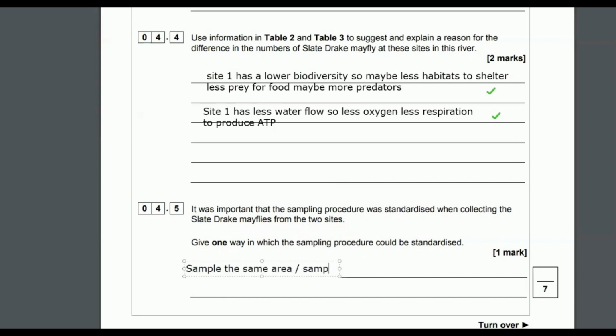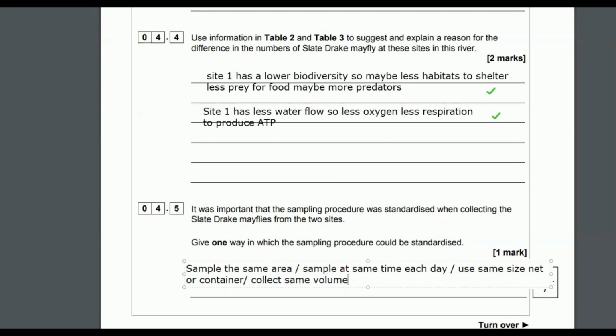It's important when there's sampling that it's standardized. So this is just asking you, what are some control variables? So you want to take your samples from the same area and at the same time each day, because certain species may come out more at different times of the day. So you've got to do it at the same time each day. Use the same size net or the same size beaker, or however you're capturing these things. Collect the same volume of water.